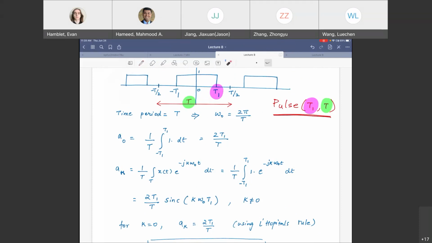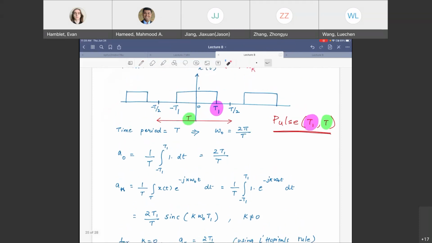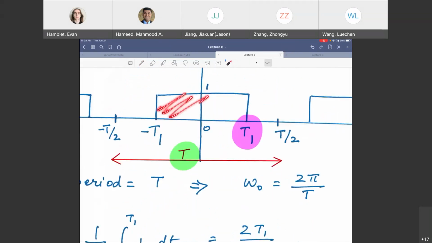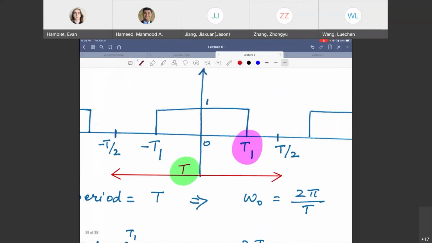Based on the steps that I gave you guys, first I'll evaluate the time period. What is the time period? Well, it is T. And omega naught is 2 pi over T. We are doing this for the general case. Next, what is A sub 0? The average value of the signal. Find the area over here and divide it by the time period. So what will that be? Let's try to do it over here. What is the area? 1 times 2T1. So 2T1. What do I need to divide it by? T. So that's A sub 0.